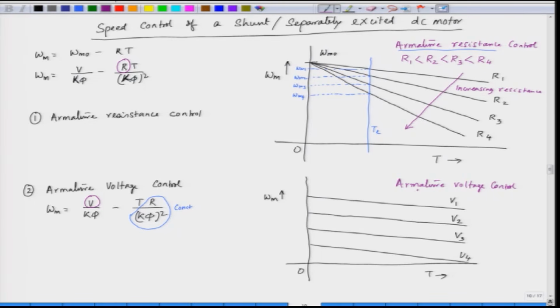In this case, V 1 is greater than V 2, is greater than V 3, is greater than V 4. If we have a load characteristic like this, we will have various speeds here. This is omega m 1, this is omega m 2, here we have omega m 3, and then we have omega m 4. So, when we change the voltage, the speed also changes.